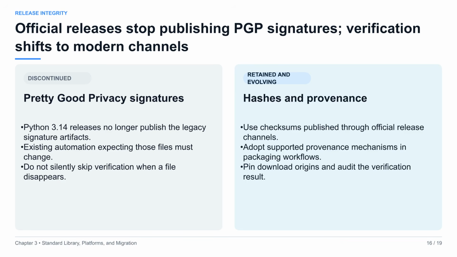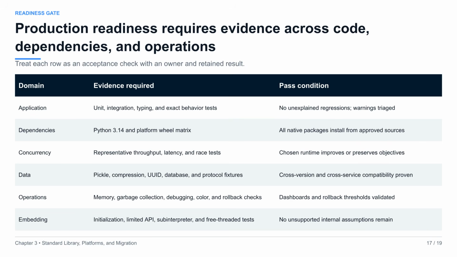Use the verification information supported by the official release channel. Pin trusted origins, record the artifact hash, and follow current packaging guidance for provenance. The exact enterprise control depends on the distribution path, but the principle is stable. Make verification observable, fail closed when expected evidence is absent, and review the supply chain as a system. A production upgrade is complete when the evidence is retained, not when the interpreter starts.